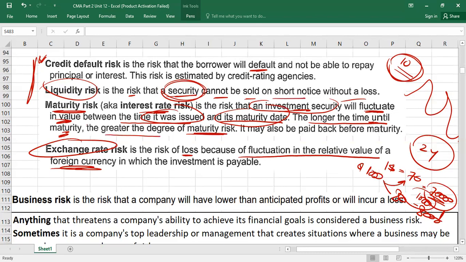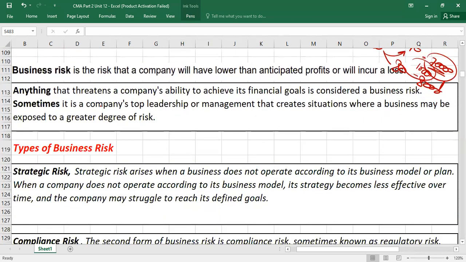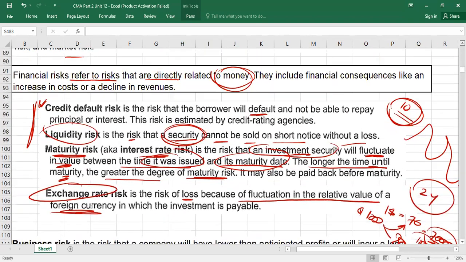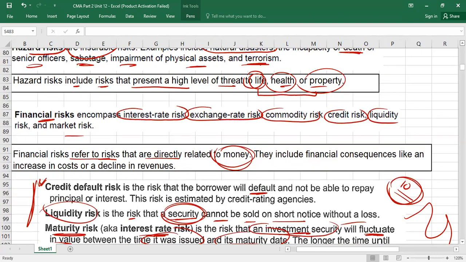Now I'm going to talk about another type of risk that is called business risk. Please remember, because there could be various questions in which you have to decide: is it a business risk, is it a financial risk, is it maybe a hazard risk? So please remember, in financial risk, I used these words: interest rate risk, exchange rate risk, commodity risk. Even commodity can also fluctuate in value. Credit risk, liquidity risk, market risk. These risks are examples of financial risk.